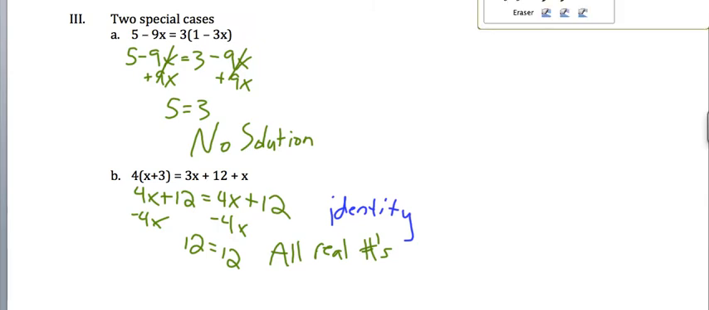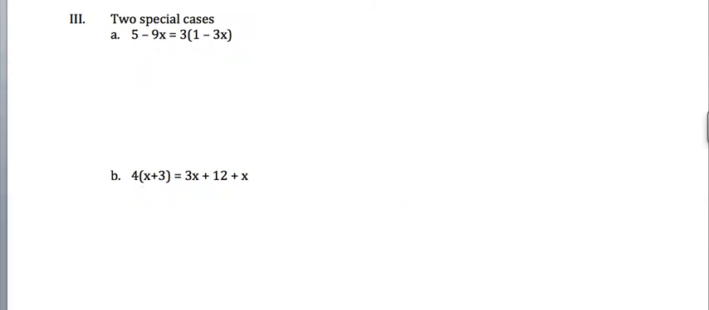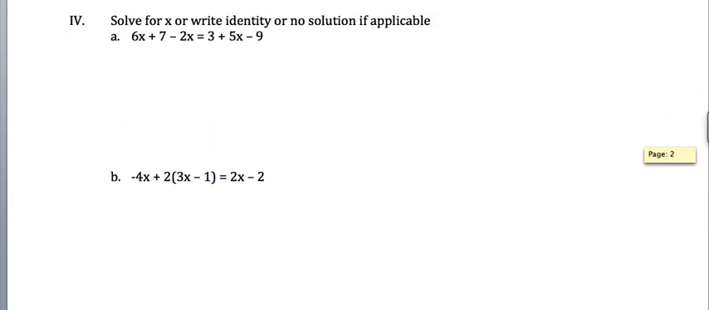Okay, so here's what I want you to do. I'm going to have you try just a few of these. Okay, these 3. What I want you to do is solve for x like normal, if you can. It is possible that you may just get a normal answer for x. Or, if you get both sides are equal to each other, write identity. If you get something that doesn't make sense, like the x's go away, but you get 5 equals 3 or 7 equals 2, then write no solution. So try all 3 of these, pause, and then come back.